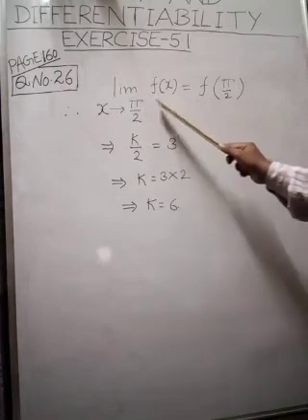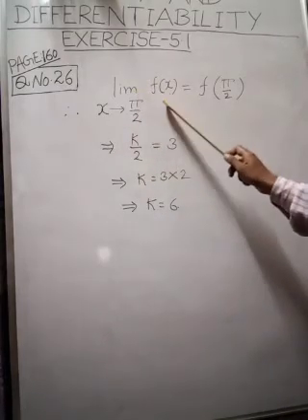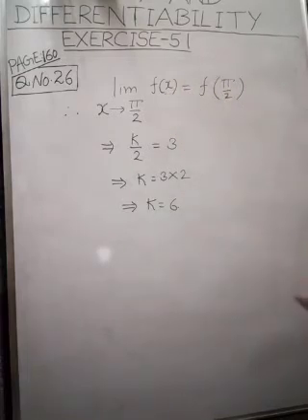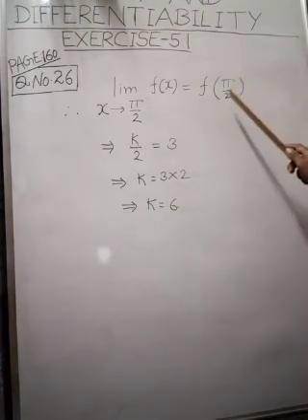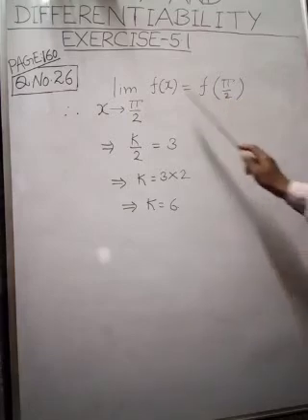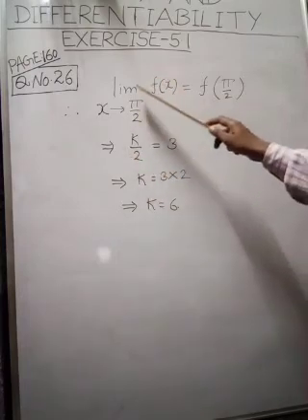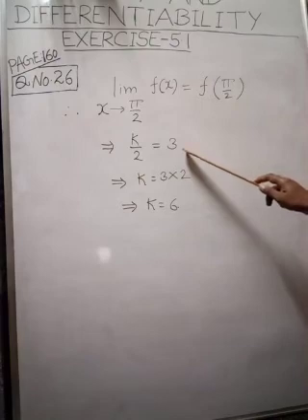So we can write this equation: as x tends to pi by 2, the limit of f(x) is equal to f(pi by 2), because f is continuous at x equal to pi by 2. So its limit value at x equal to pi by 2 and the function value at x equal to pi by 2 are both equal. So we equate the two values. This implies the limit of this function, k by 2, is equal to f(pi by 2), which is equal to 3.